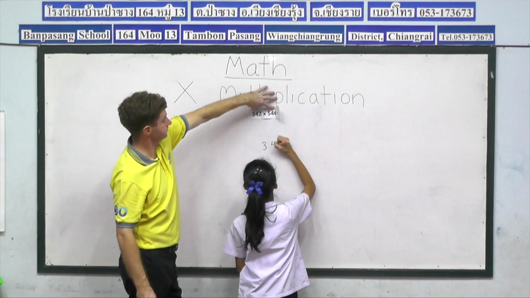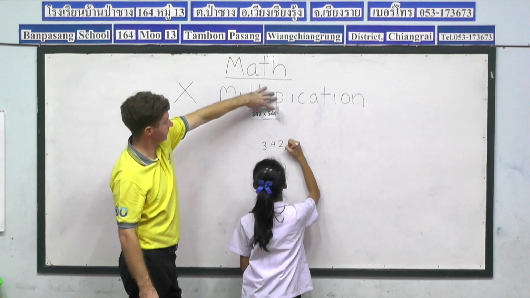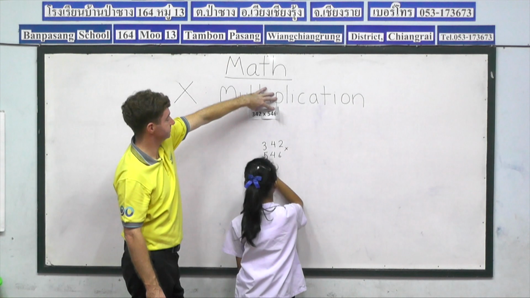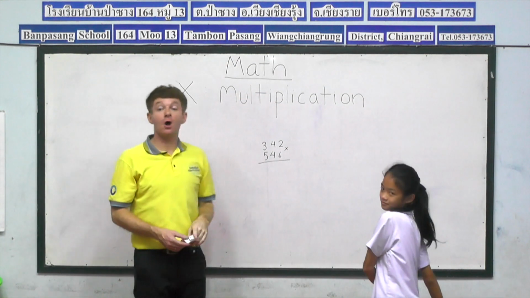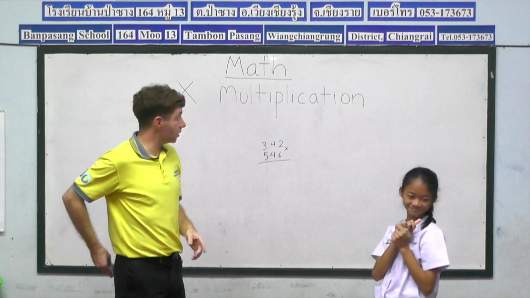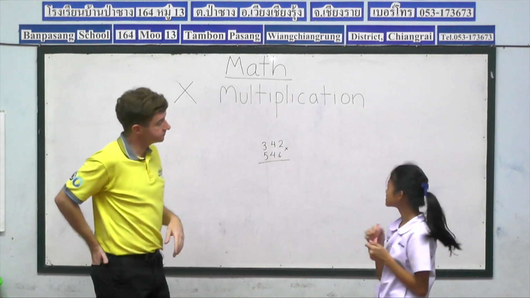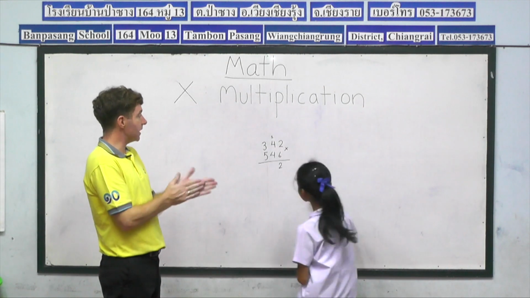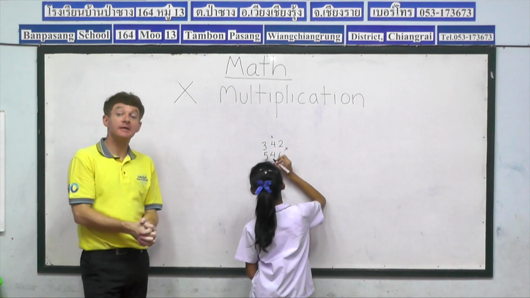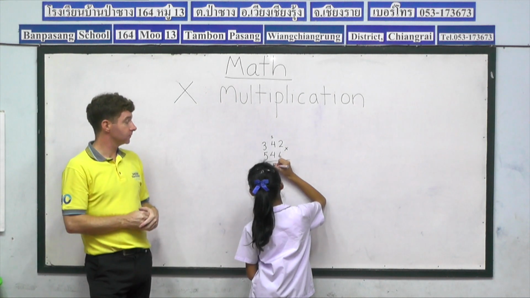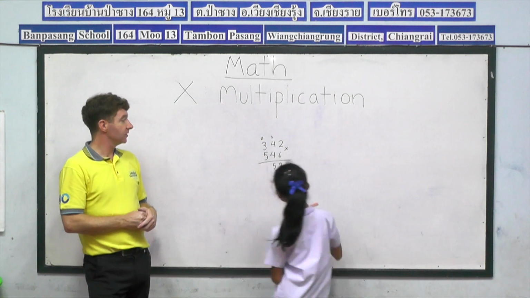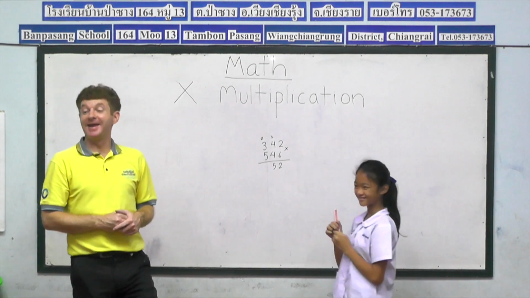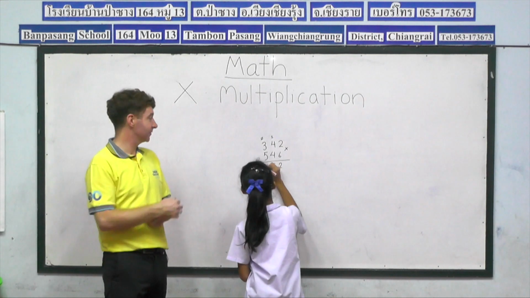342 multiplied by 546. Okay, so starting as we always do with the ones column. 6 times 2 equals 12. So 2, carry 1. 6 times 4 equals 24, plus 1, 25. 6 times 3, 18 plus 2, 20.